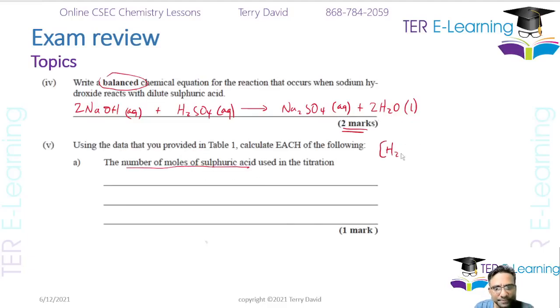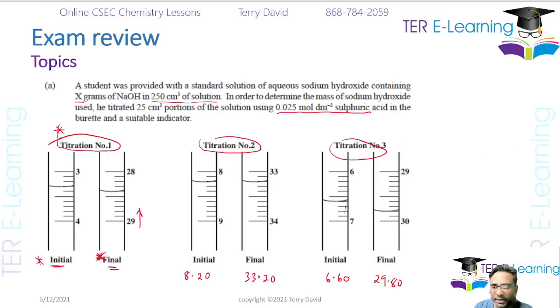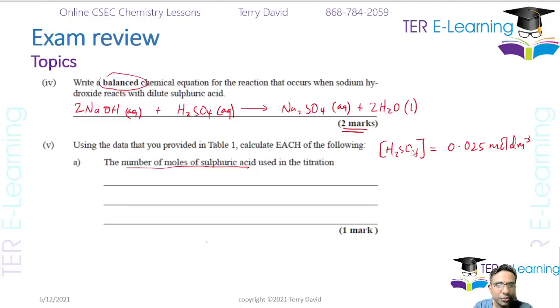Concentration of the sulfuric acid, 0.025, right? So make sure I'm correct, right? 0.025 mole per dm cube. So you know the concentration of the sulfuric acid. In terms of how much sulfuric acid we use, that was the purpose of the titration.